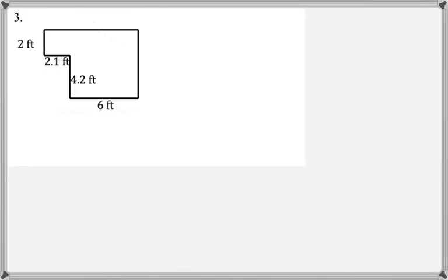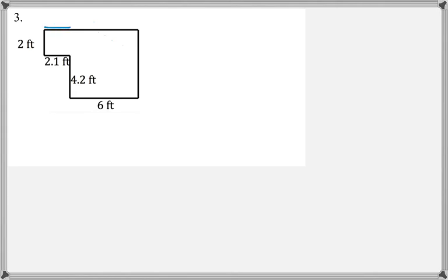Question number 3 wants us to find the perimeter and the area of this shape. So for the perimeter, we want to add up all of our sides. And we know the length of some of our sides, but not all of our sides. So let's find the length of the missing sides first, and then we can add up everything to find the perimeter. So the top I don't know.